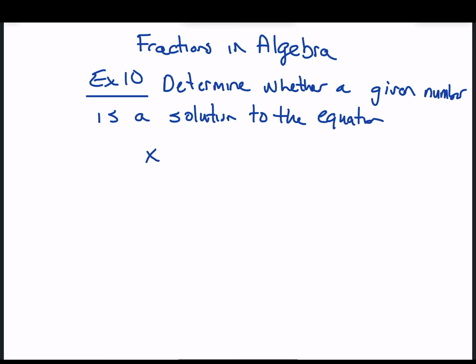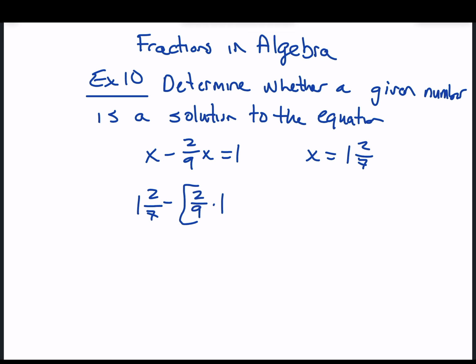And our equation is x minus 2 over 9x equal to 1. And our value for x is 1 2/7. Okay, so as in previous sections, we want to substitute in x everywhere we see an x. We'll substitute in 1 2/7 here and here. So we get 1 2/7 minus, and we'll put this in brackets, 2/9 times 1 2/7 is equal to 1.